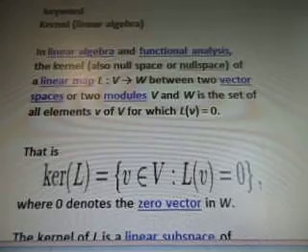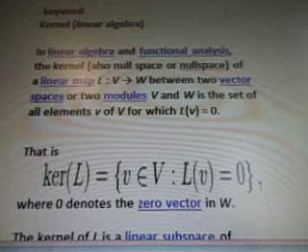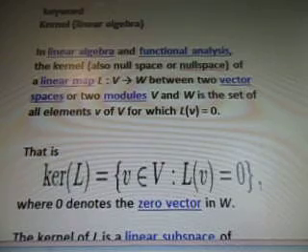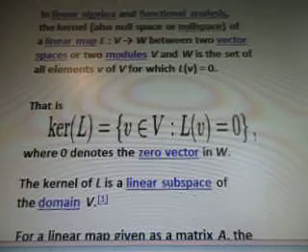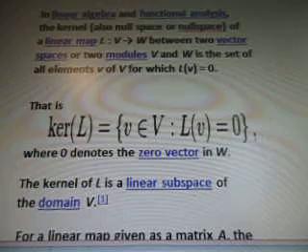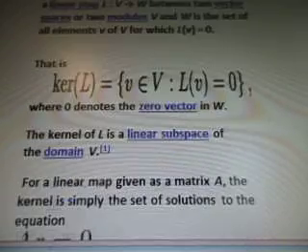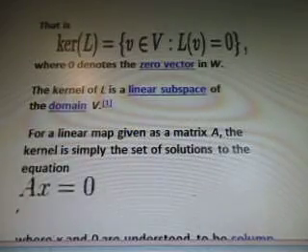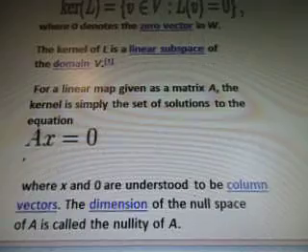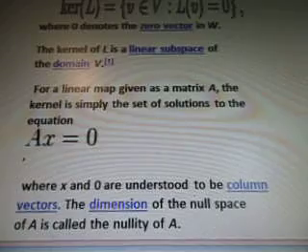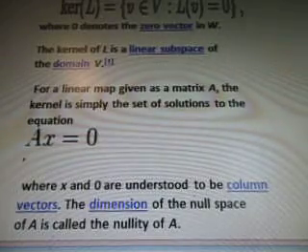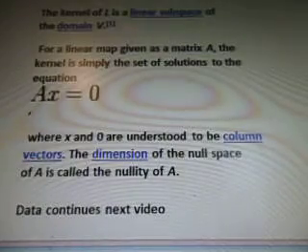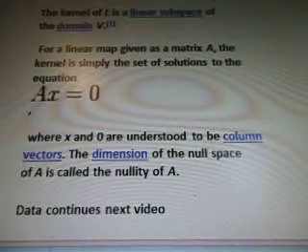The keyword is kernel, linear algebra. In linear algebra and functional analysis, the kernel, also null space, of a linear map L from V to W between two vector spaces or two modules V and W is the set of all elements of V for which L(v) equals 0. That is, and there's the formula there, where 0 denotes the zero vector in W. The kernel of L is a linear subspace of the domain V. For a linear map given as a matrix A, the kernel is simply the set of solutions to the equation Ax equals 0, where x and 0 are understood to be column vectors.